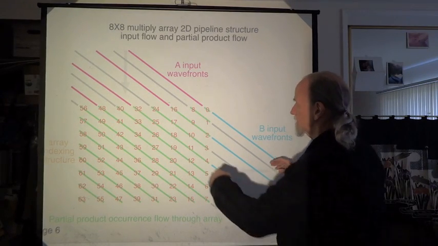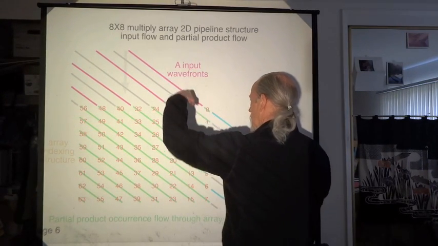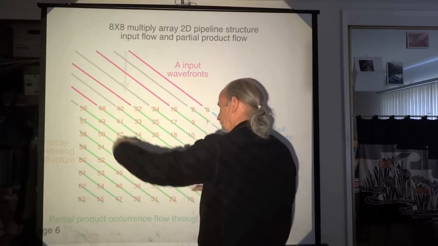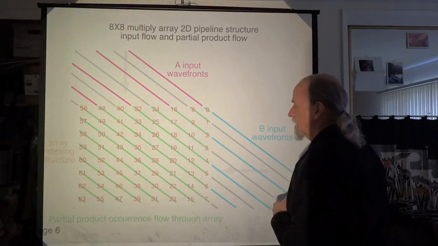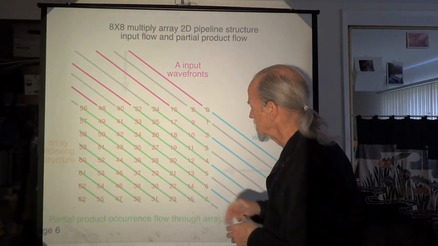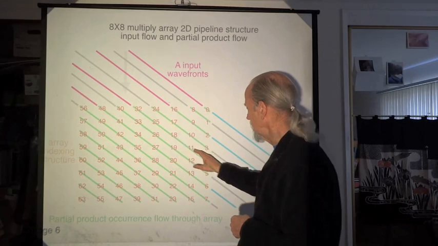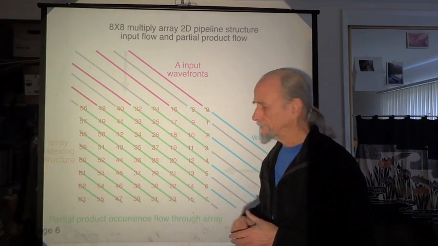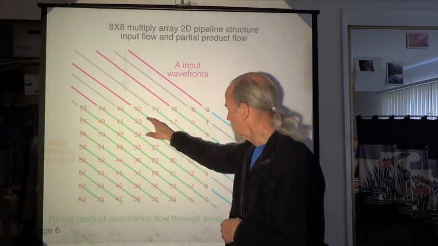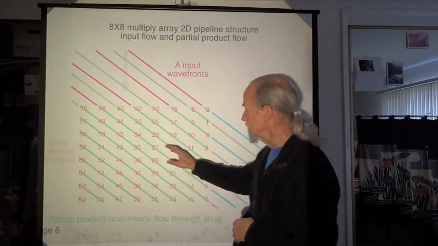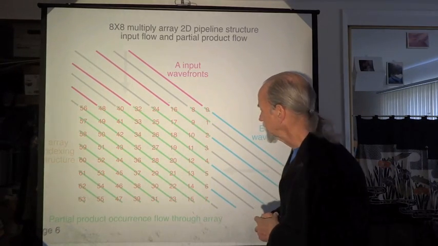And as these digits of each set of inputs are presented to the array, they start pipelining through the array. And as they pipeline through the array and they intersect and they create partial products, the partial products are going to be created along these green diagonals simultaneously. Okay, so all of these partial products will be created simultaneously, all of these partial products will be created simultaneously, and so forth.